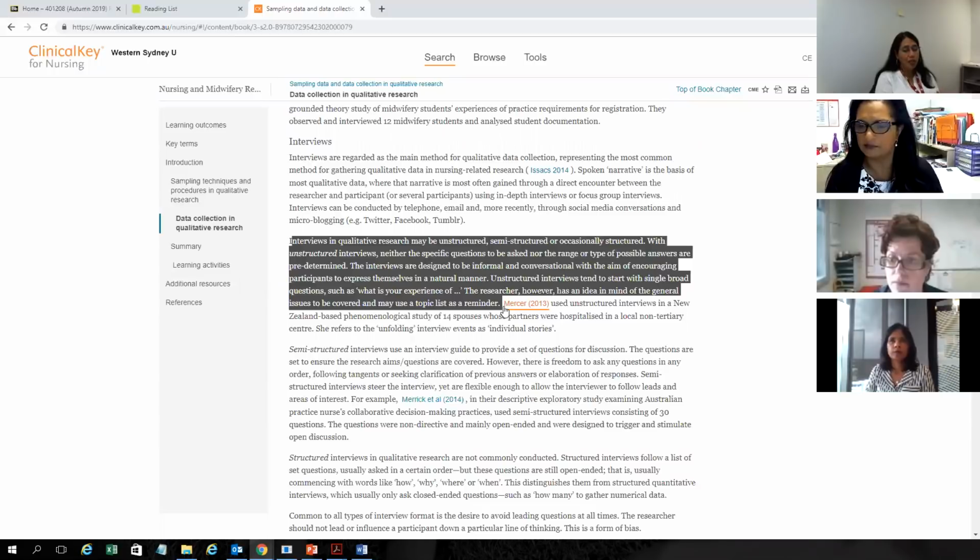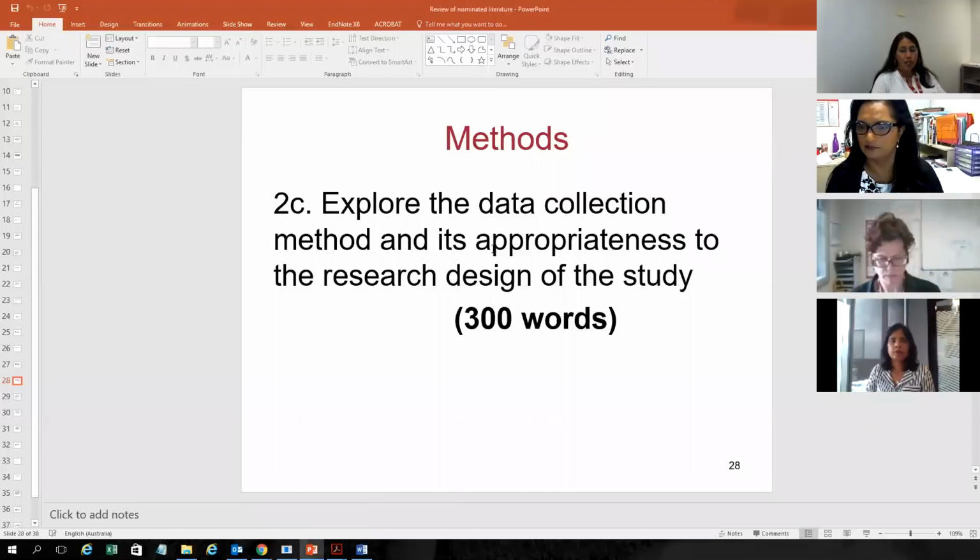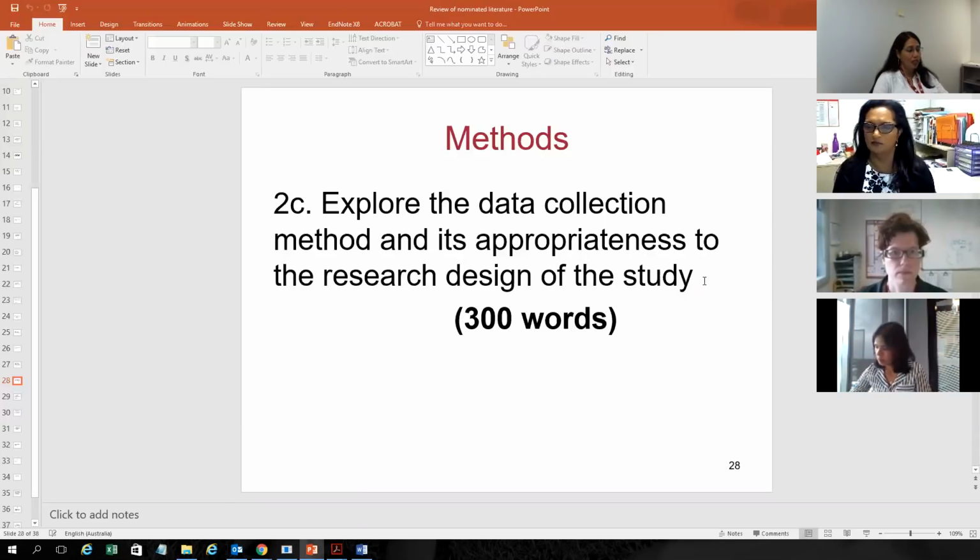So again, there is no answer in the paper to the question of whether it was appropriate or not. Repeating, everyone: everywhere you see the word appropriateness, you must refer to other sources. The answer is not in the paper. You need to refer to other sources and pull it together with reference to the paper that you're reviewing. Are we all okay with the data collection methods? Can we move on? Hands up if you're okay so far.